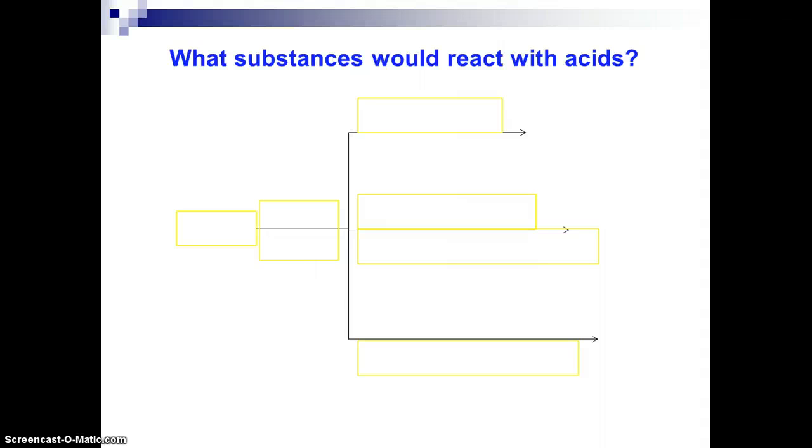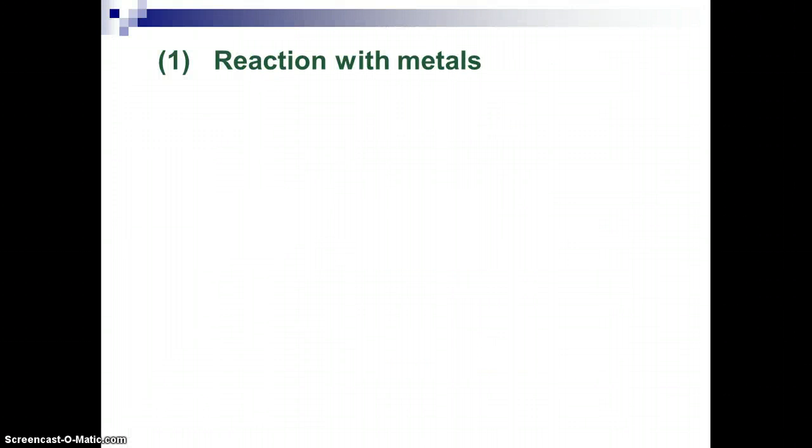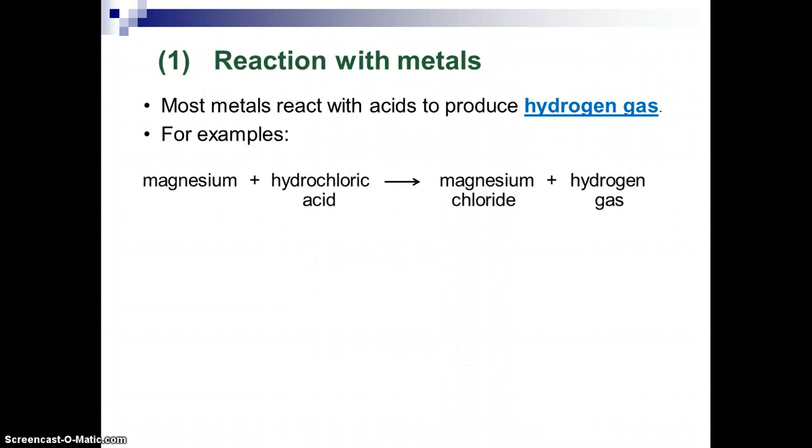What substances can acids react with? Well, acids react mainly with metals, metal oxides, metal hydroxides, and metal carbonates. Reaction with metals: most metals react with acids to produce hydrogen gas. For example, magnesium plus hydrochloric acid gives you magnesium chloride and hydrogen gas. Another metal, zinc plus sulfuric acid, gives you zinc sulfate and hydrogen gas.